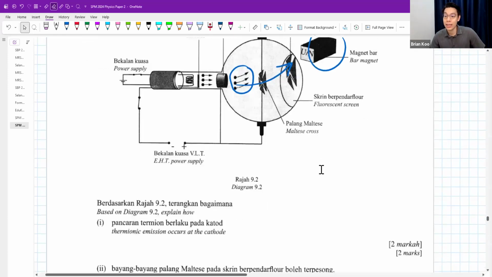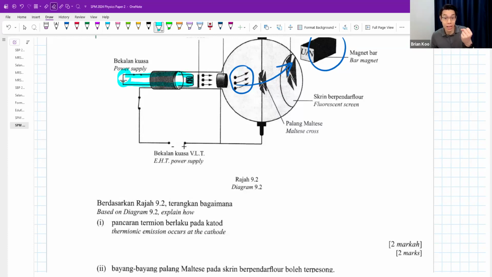Okay, the question asks, explain how thermionic emission occurs at the cathode. Thermionic emission means electrons are emitted. You want to say that I have this power supply to help me to heat up. The purpose of this power supply is to produce the thermionic emission, to heat this, normally a tungsten filament, so that electrons gain heat energy and is emitted. And that process is called thermionic emission.